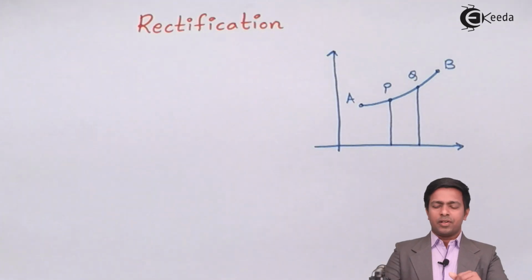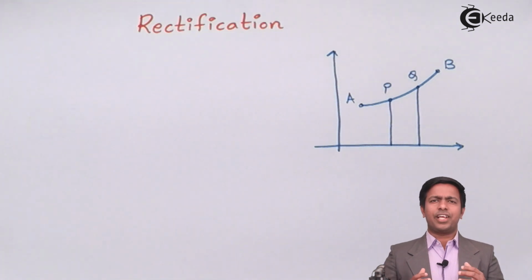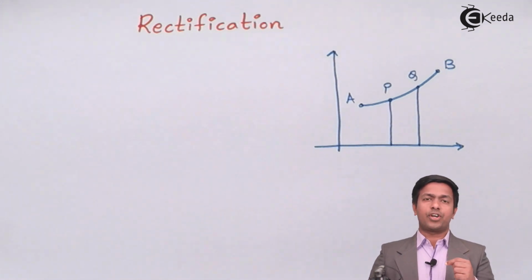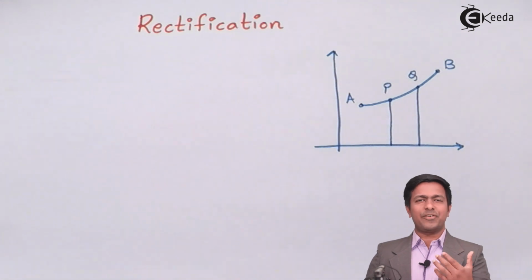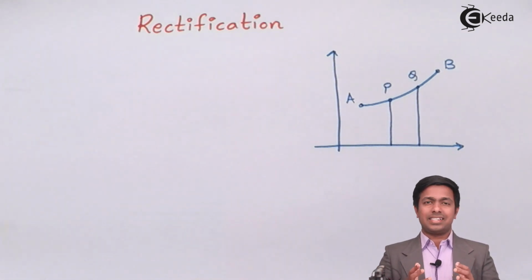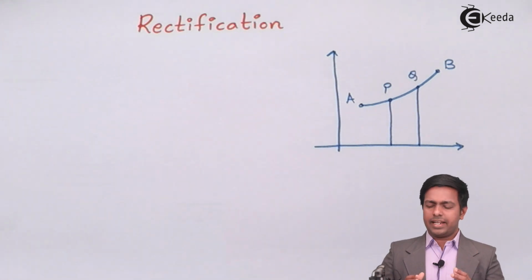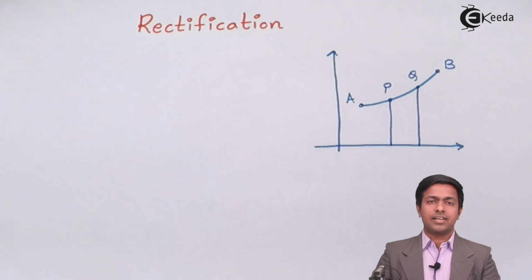So here let's understand what is rectification. Rectification is basically used to find out the length of curve or the length of arc of the given curve. Now guys, to understand the formula, I'll take one diagram, I'll take one small arc, and let's try to find out the length of that arc.